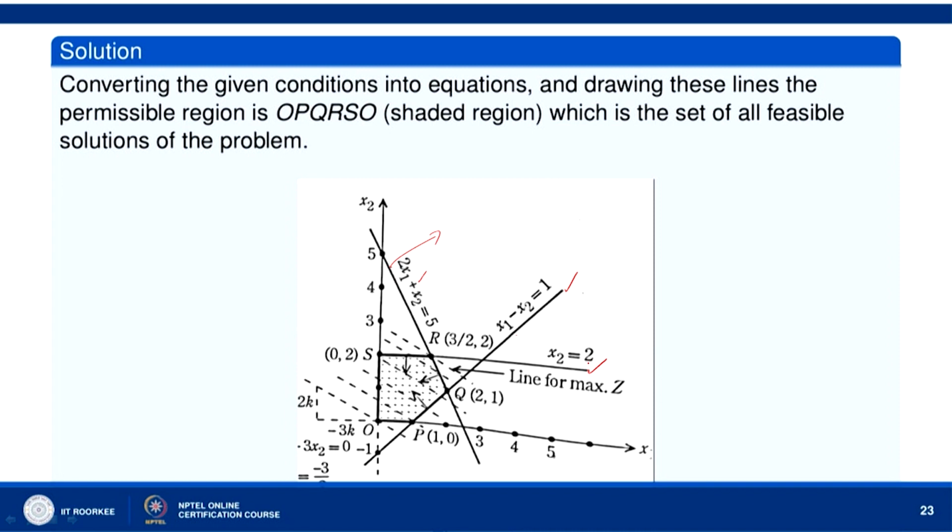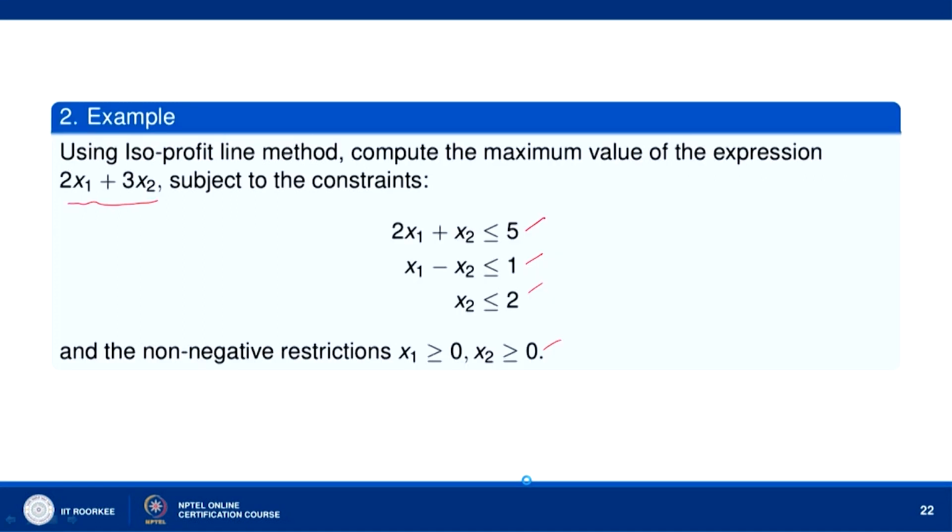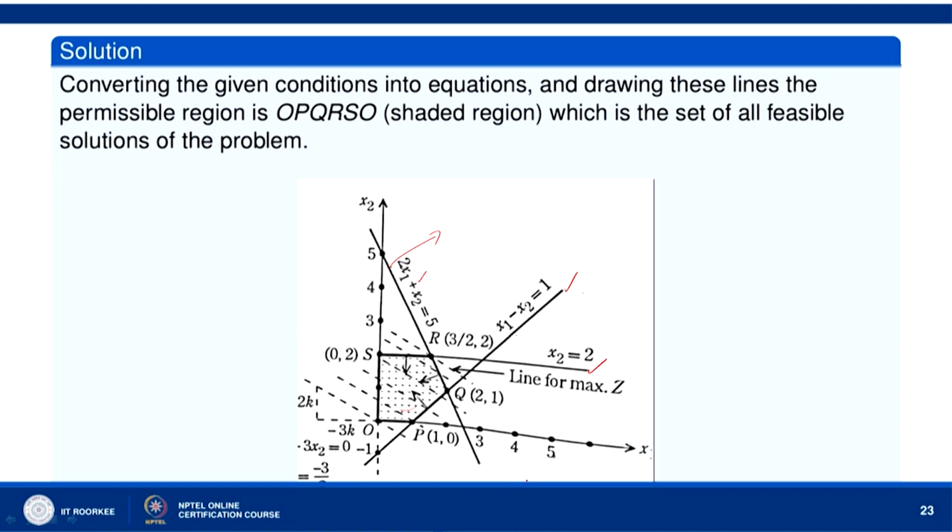Now, let us see the region in which the points (x 1, x 2) satisfy all the three inequations. That region is this one, shown by dots here. This region, because x 2 is less than or equal to 2, 2 x 1 plus x 2 is less than or equal to 5, and x 1 minus x 2 is less than or equal to 1. So, this is the region.